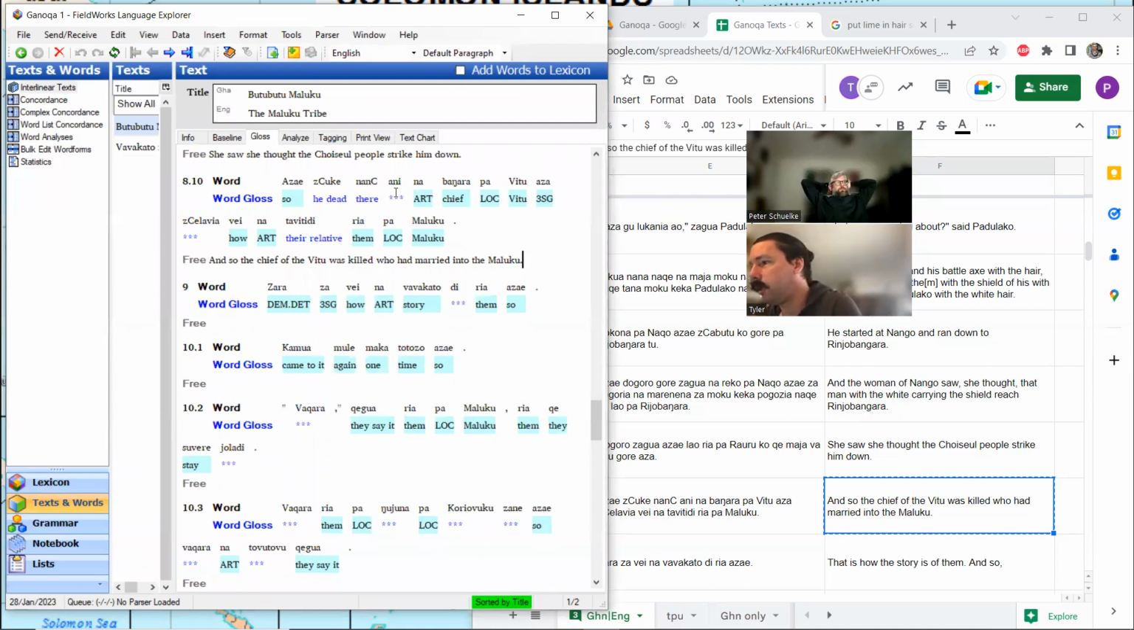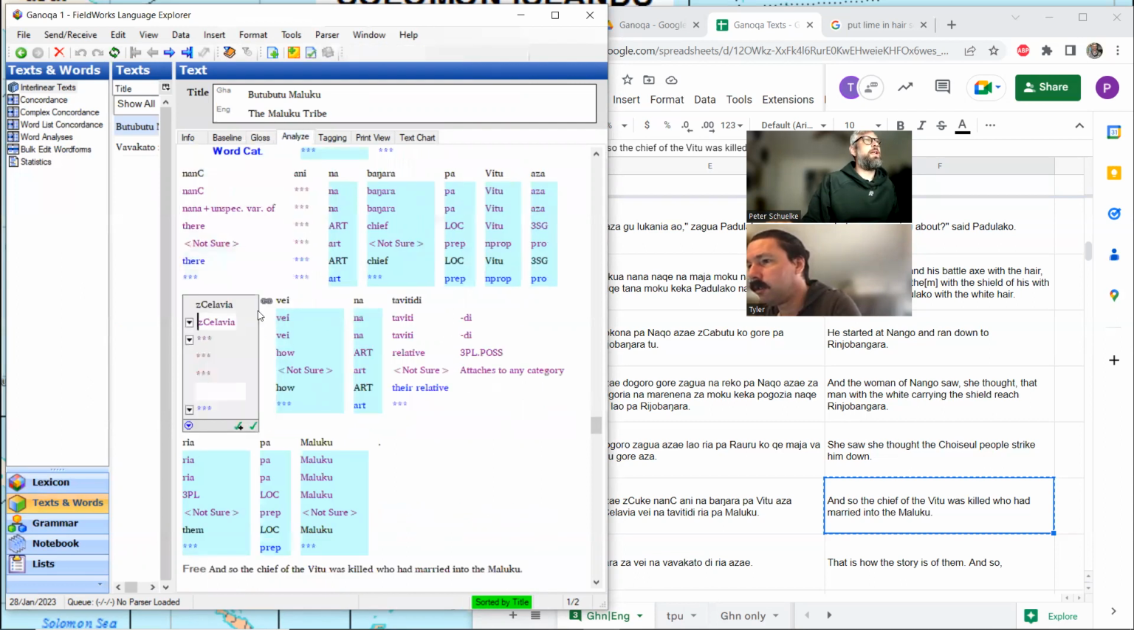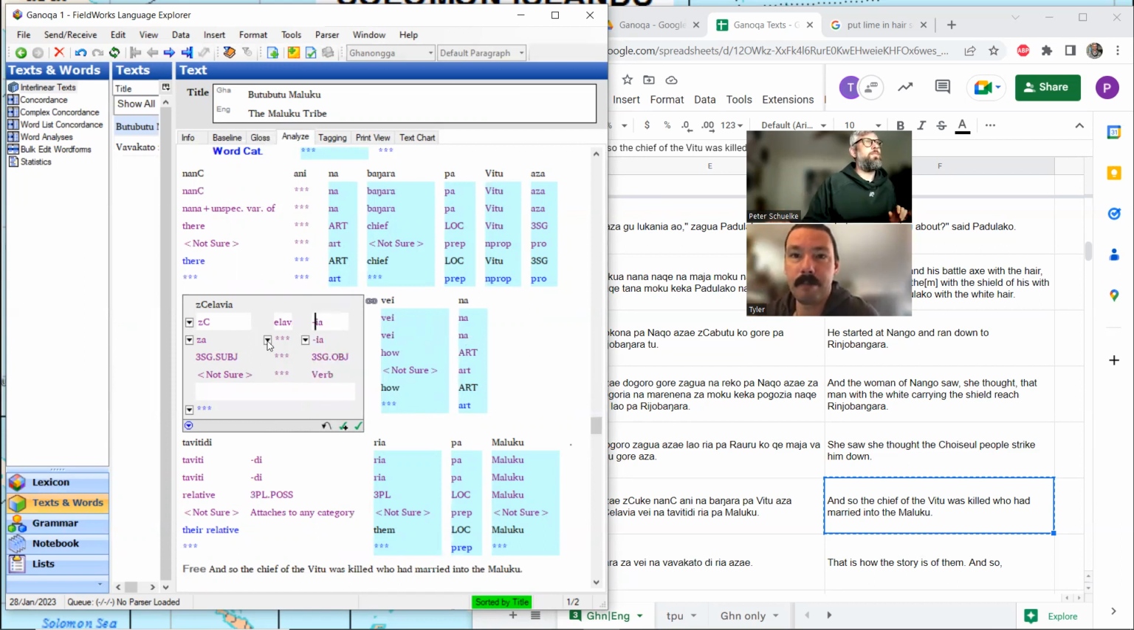Elavia, two hits. Elav. That's going to be, what is that? Is that marrying in? Did we already get Elavia, I believe? Vadi Elava in paragraph 8 of this text. That was the woman who was married into the V2 tribe. Right. Elava, Elavia is definitely that.